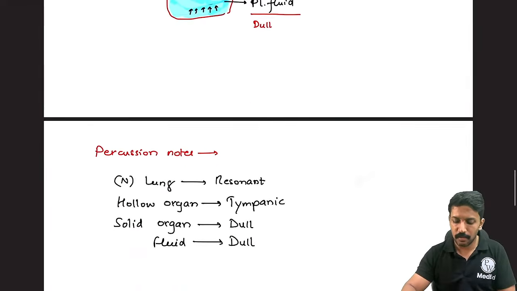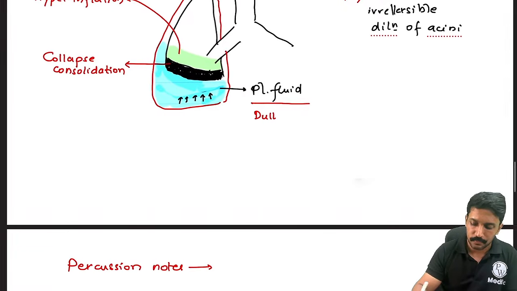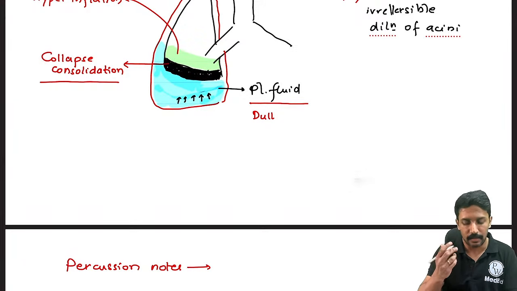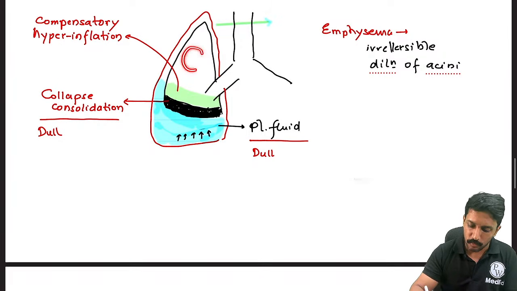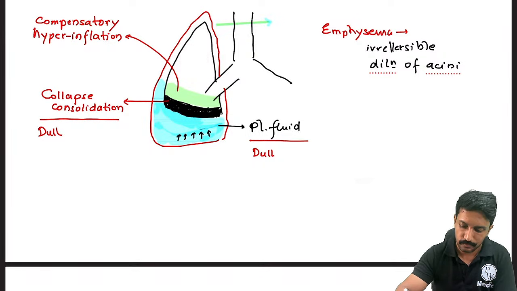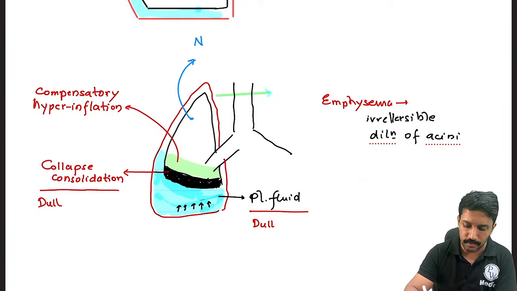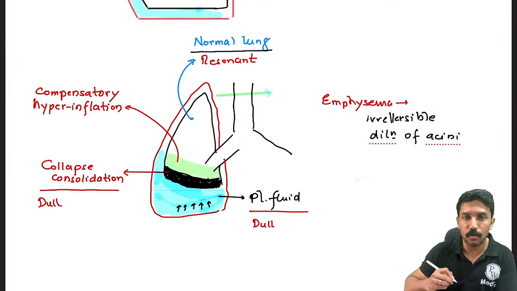Then whenever I percuss over a solid organ, what note do I get? I get a dull note. So if I percuss over this consolidation, the lung is solid, so here also what note will we get? I will get a dull percussion note. But if I percuss over the normal lung, what note am I going to get? This is the unaffected part of the lung. Normal lung is full of air. Percussion over the aerated lung produces a resonant note. So here we will get a resonant percussion note.